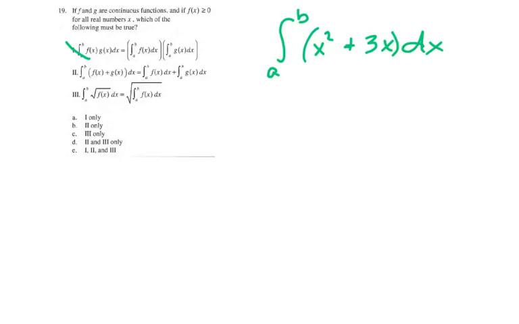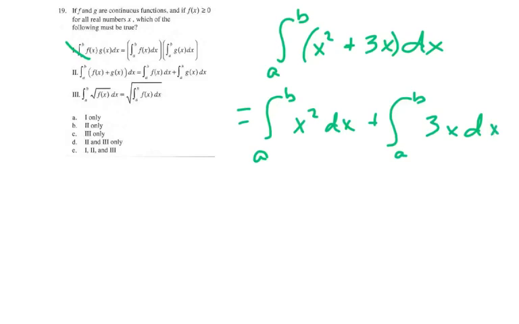Choice 2 says that if I take the antiderivative from a to b of a polynomial function, x squared plus 3x dx, can I split that up into the antiderivative of x squared dx plus the antiderivative of 3x dx? And the answer is absolutely. This is what we do every single time. We take the antiderivative of each piece individually and then continue to write it as a polynomial. So choice 2 is absolutely a correct step that can be done during our antiderivative process.